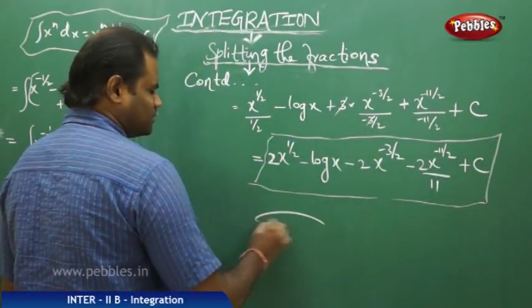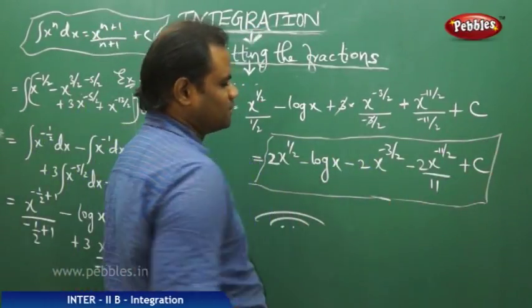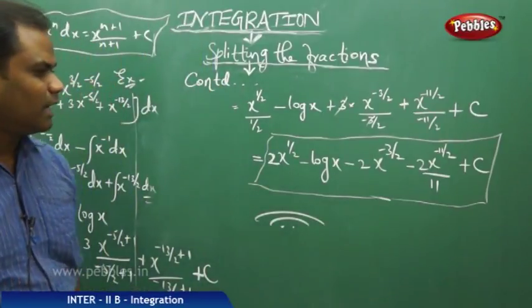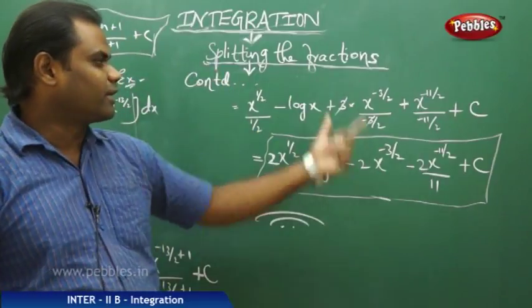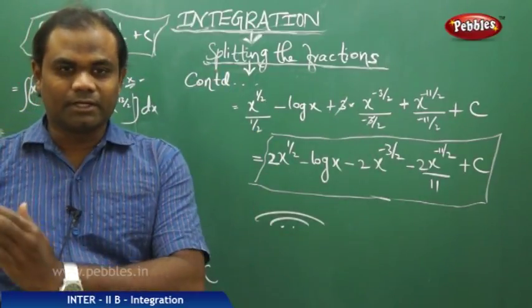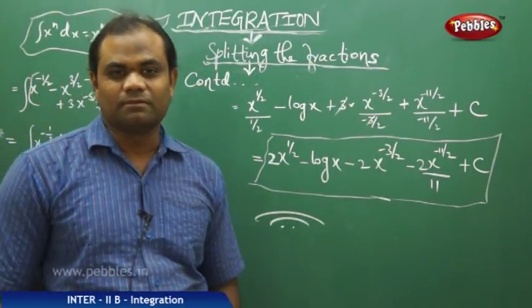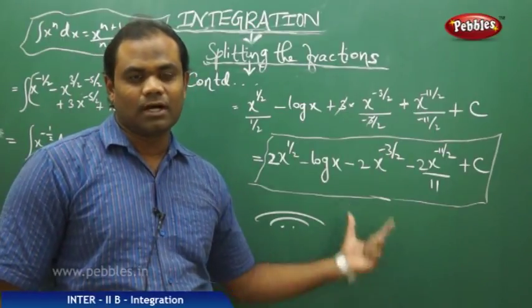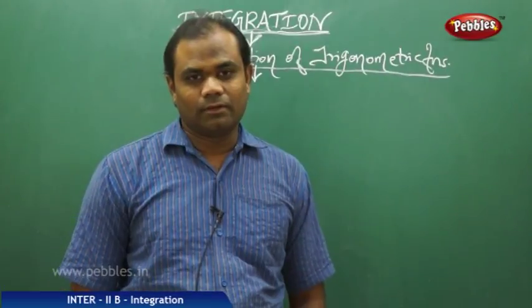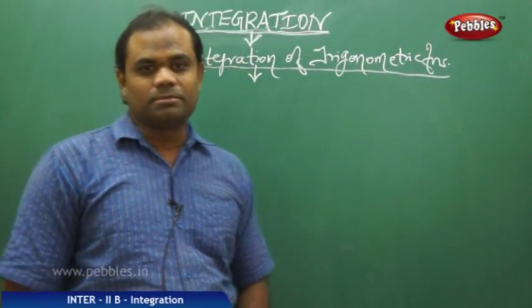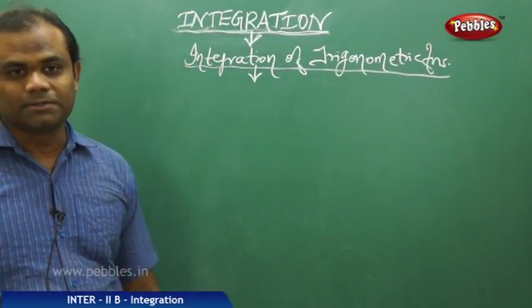On simplification gives this. So therefore, when we have a single term in the denominator, we think of splitting the fractions and then integrating each of the term using the respective formulae. Is how we do using splitting the fractions. Now let's see some problems based on trigonometric functions.